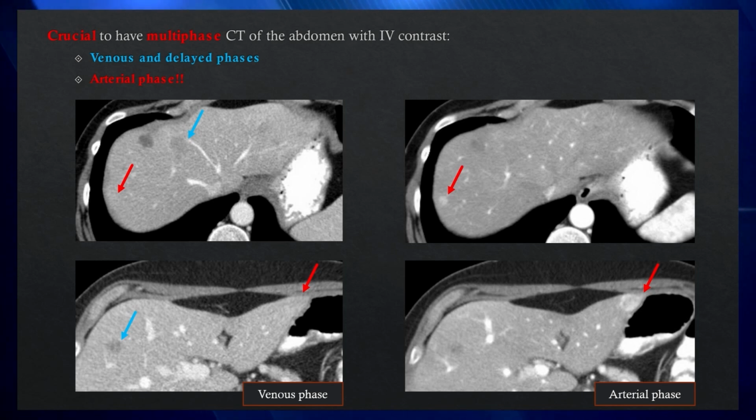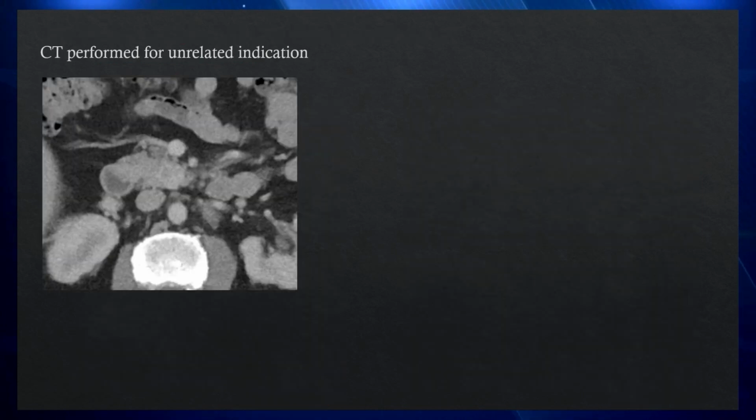On the other hand, because a lot of neuroendocrine tumors are heterogeneous, some of them do actually show up on the venous phase, and those are the ones pointed to by the blue arrow. So you see how it's important to get both phases to be able to have an accurate evaluation of liver metastases in neuroendocrine tumors. And this is true for pancreatic lesions as well.